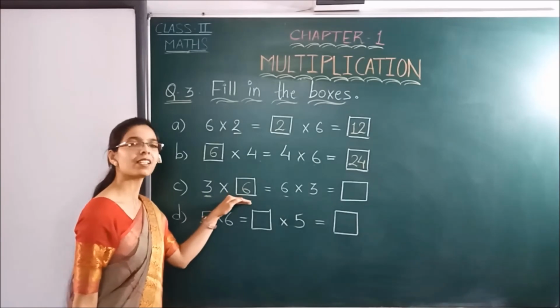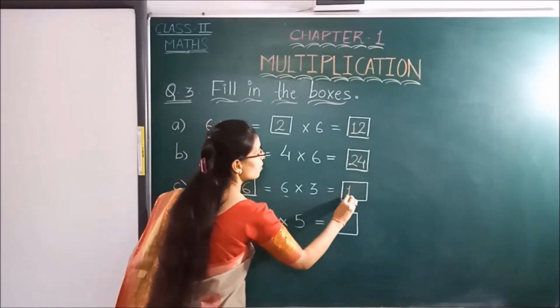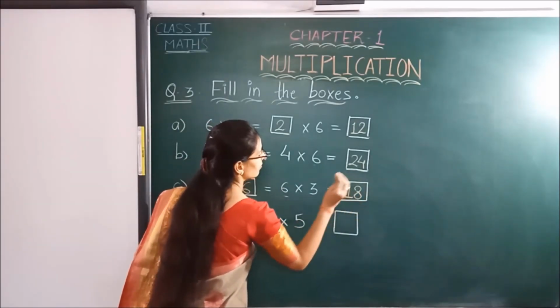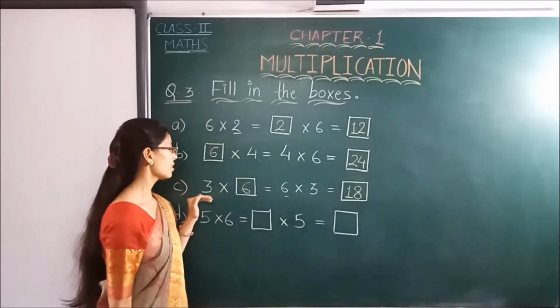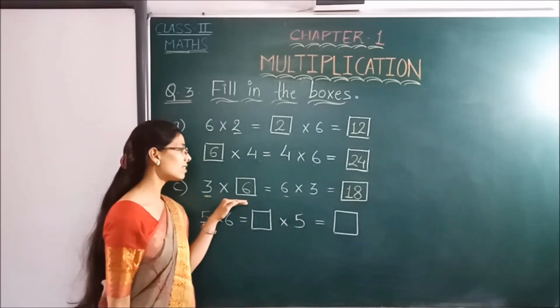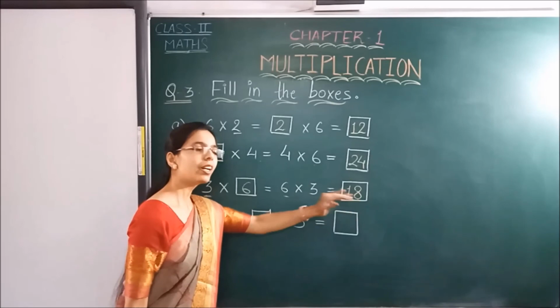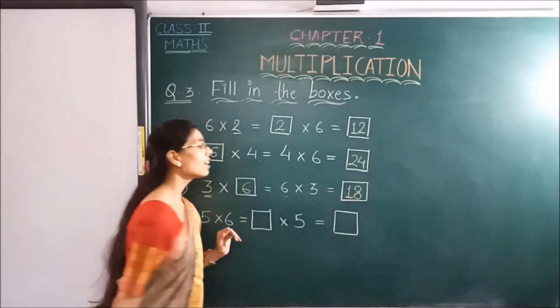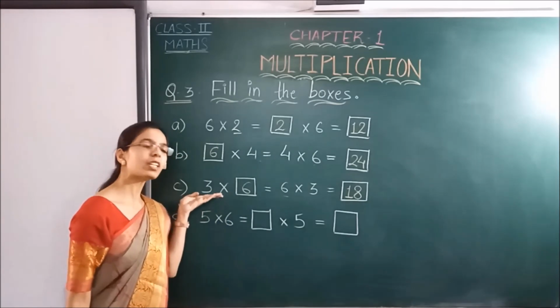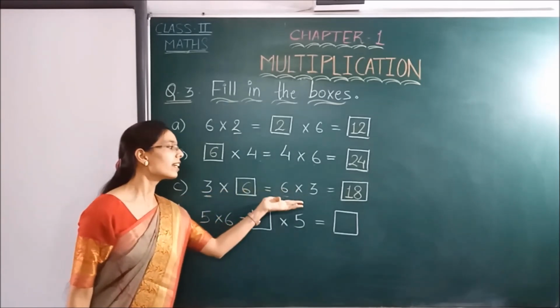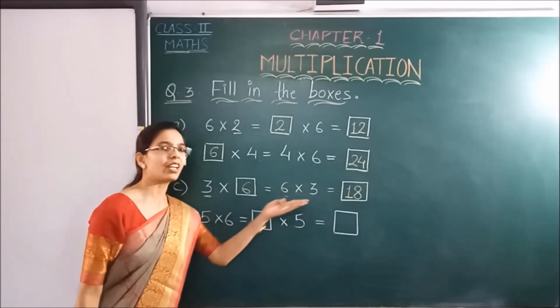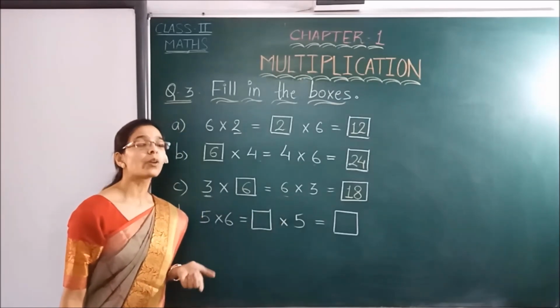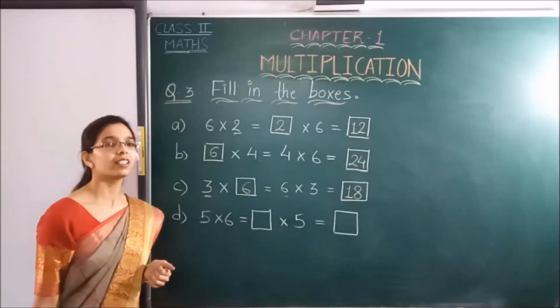3 multiplied by 6 is equal to 18. Or 6 threes are 18. Either we can write 3 multiplied by 6 or 6 multiplied by 3. Okay, only order is changed here.